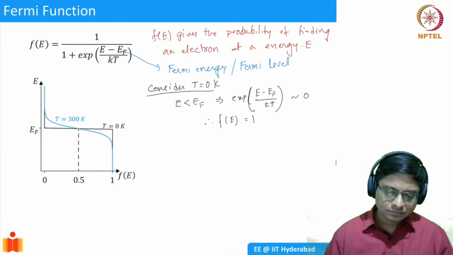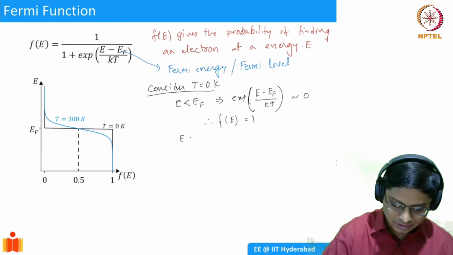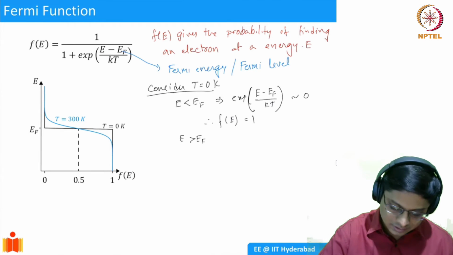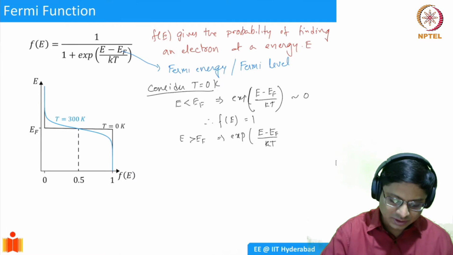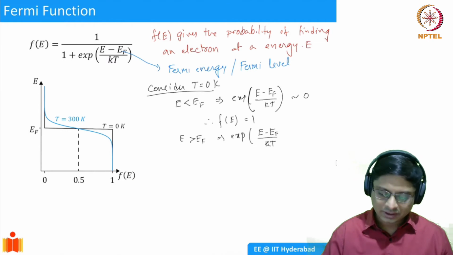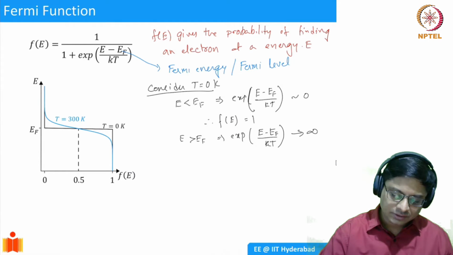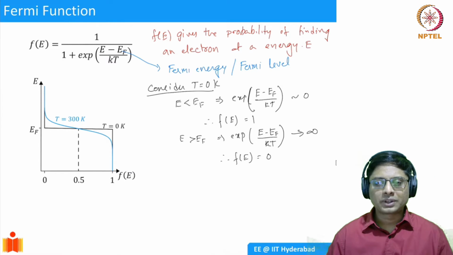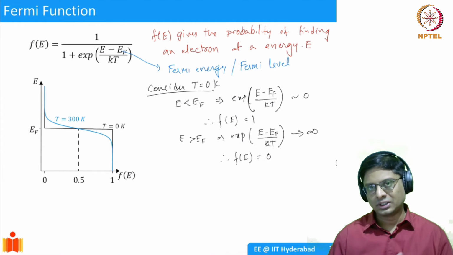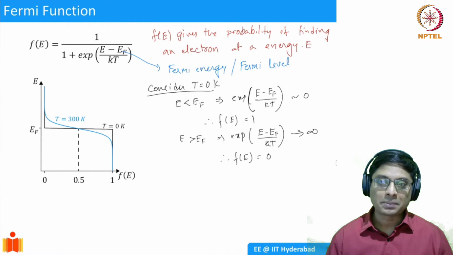Now, what happens if energy is greater than EF? If E is greater than EF, then this exponential term is the most important again. So now this is going to be E minus EF. So the exponent is going to be positive, and the exponential tends towards infinity, so the denominator is very large. Therefore, f of E is going to be 0. So the Fermi function at 0 Kelvin behaves like a step function. Below EF, it's going to be 1. Above EF, it's going to be 0. What happens at EF?